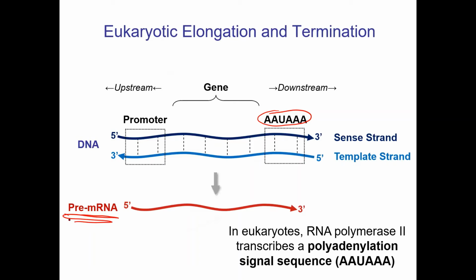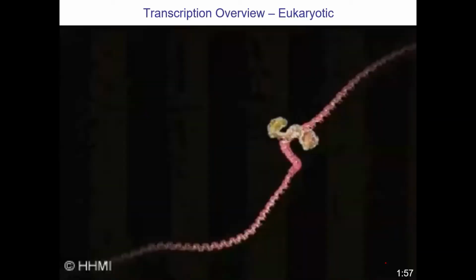In prokaryotes, the messenger RNA can be used right away, but in eukaryotes, like I said, there's some processing and other complications going on. So you can see it says here that there's a polyadenylation signal at the end. That's giving some stability to the messenger RNA. I'm not going to say anything more about that.